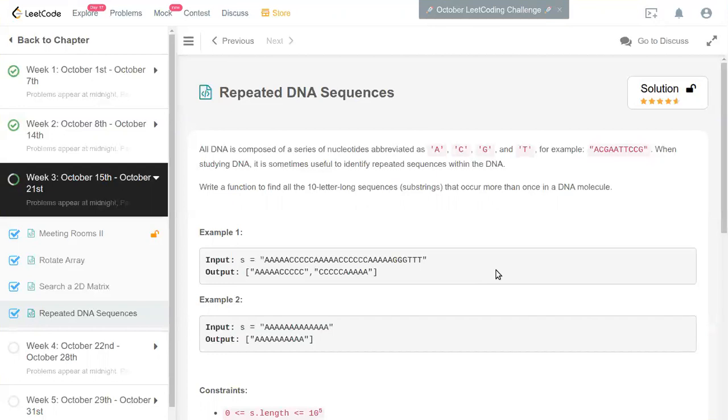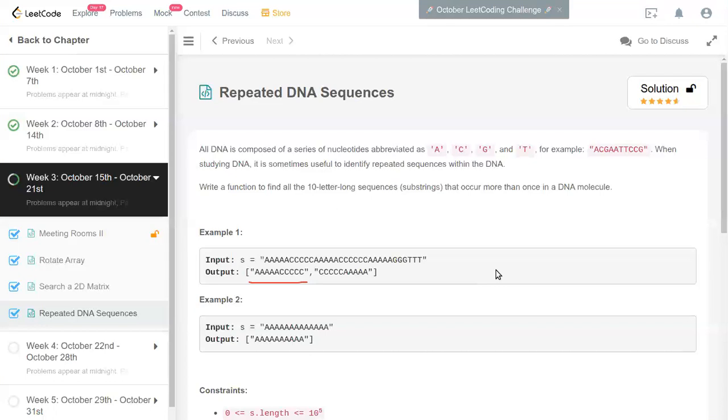And if you look at a 10 letter long sequence, that is obviously like a substring, right? It has to be contiguous. So if you look at the example here, 5 A's followed by 5 C's appears at least twice, actually exactly twice. And then again, 5 C's followed by 5 A's also appears twice in this one, right? And there are no other substrings of length 10 that appear more than once.